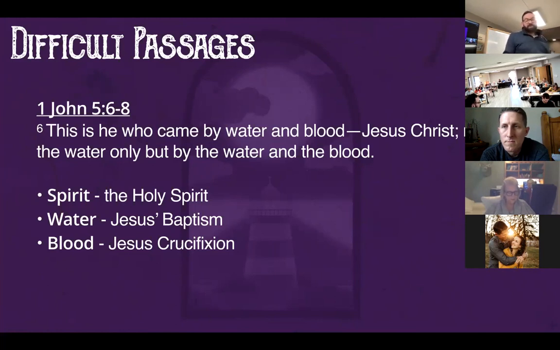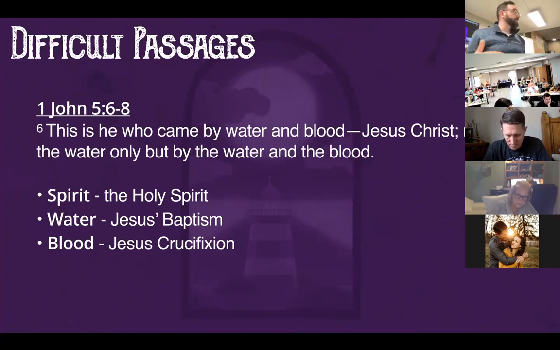The thought is that John is also pulling from his gospel, where two bits in Jesus' life that proclaim him as the Savior have to do with water and blood. So the first one, water, is his baptism, where John the Baptist dunks him, pulls him up, and the heavens open. God said, this is my Son with whom I am well pleased. The dove comes down, lands on him, and we get this picture of Jesus as the divine son. This is a witness to it.